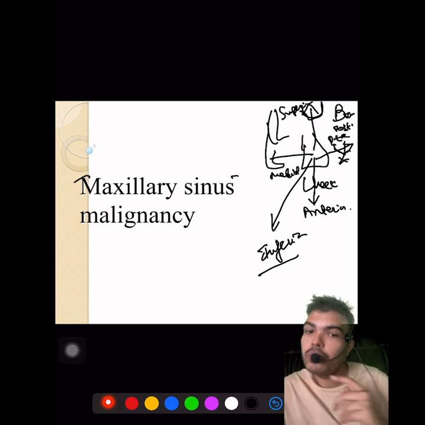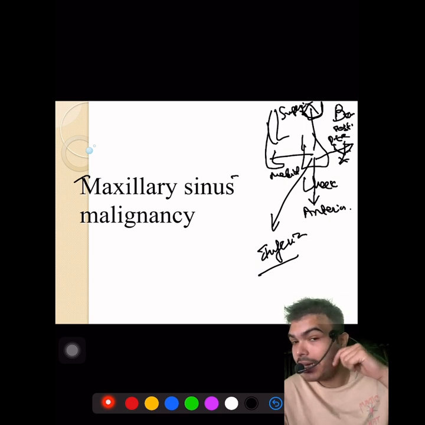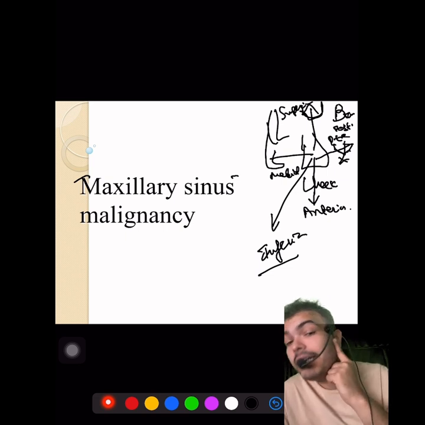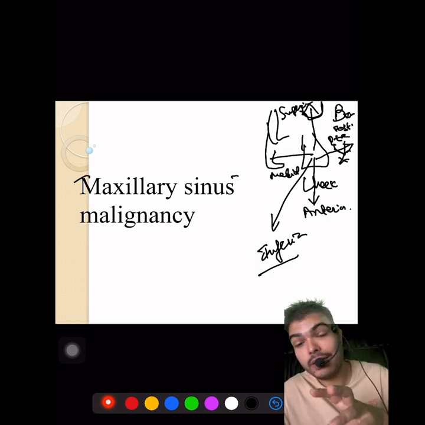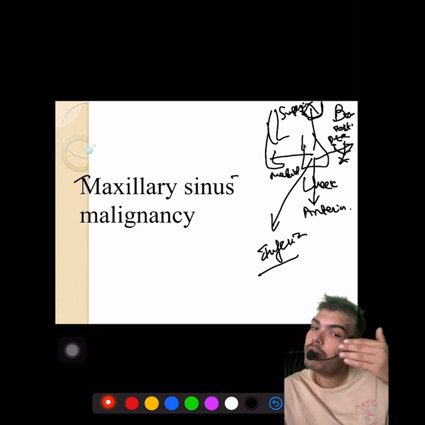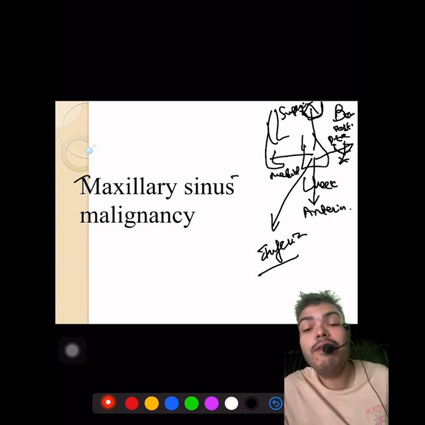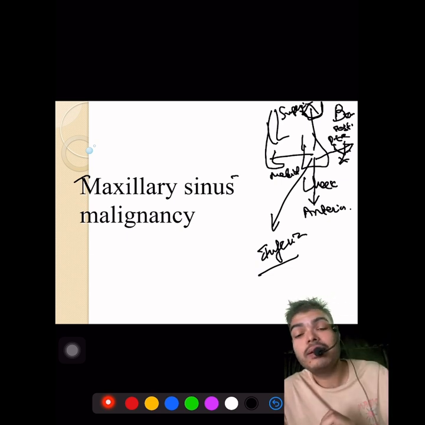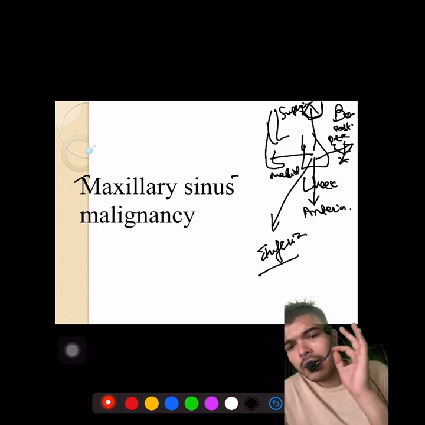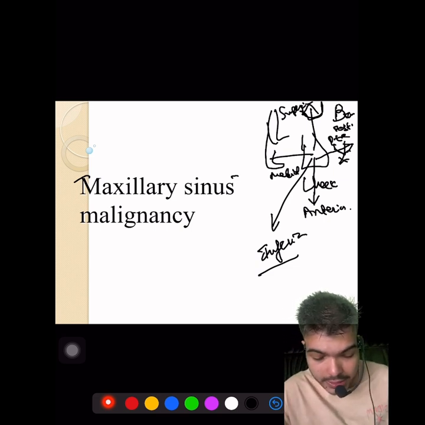If it goes inferiorly towards your teeth, here is your anterior portion, here is your posterior portion. P for posterior, P for pterygoid plate. So there will be trismus, inability to move the jaw, right? And if it goes towards the teeth area, which is inferior, while superior is your eyes, there will be ill-fitting of dentures, teeth swelling, hard palate swelling, and teeth loosening. These are the different features that you see here.